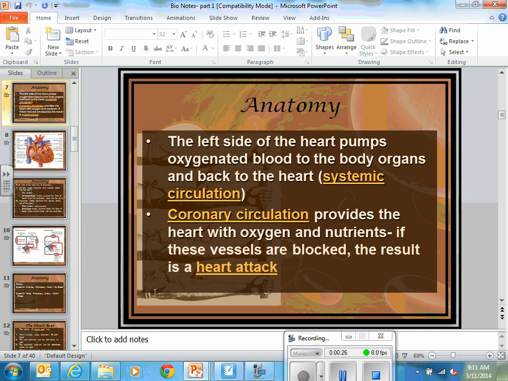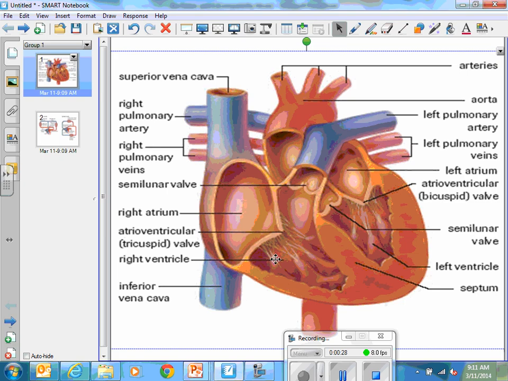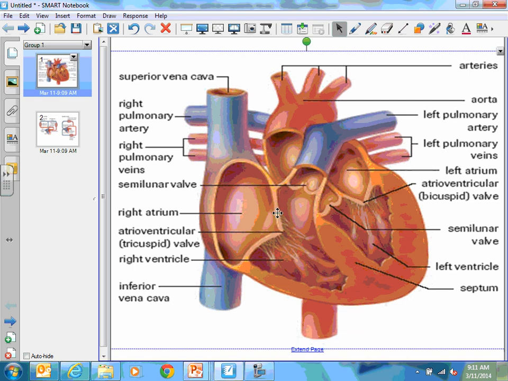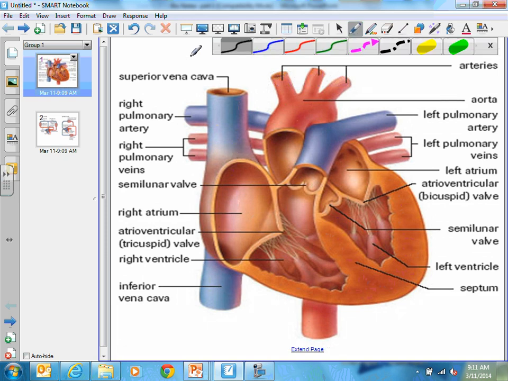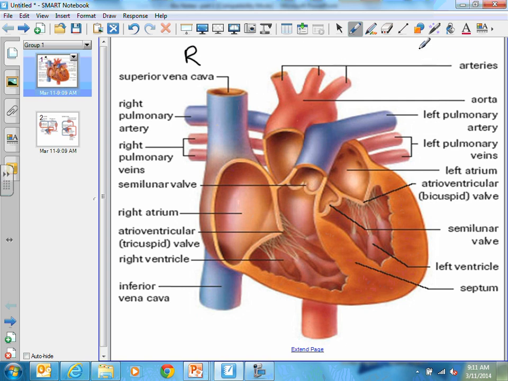Okay, so if we look at the diagram of the heart, where we see these blue blood vessels, this is referring to the deoxygenated blood. So remember that when we're looking at a diagram of the heart, this is the right side and this is the left. So when you're looking at it on paper, it's like a mirror image, so it's flipped. So here's my right side.